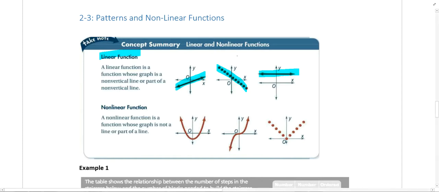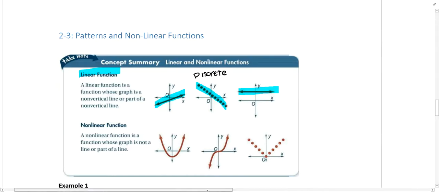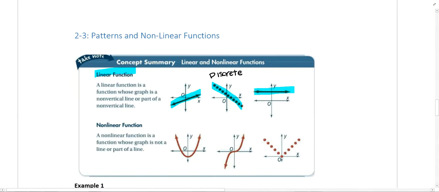Okay, these are all lines. We saw an example in the last video where it wouldn't make sense to connect the dots. We called this discrete, but it's still a linear function. Nonlinear functions, when you graph them, make things that are not lines.